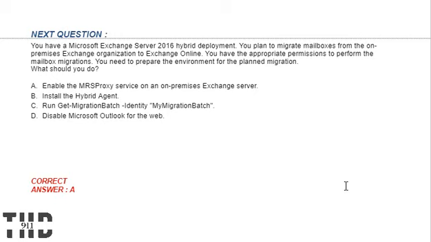What should you do? Option A, enable the MRS proxy service on an on-premises Exchange server. Option B, install the hybrid agent. Option C, run Get-MigrationBatch -Identity MyMigrationBatch. Option D, disable Microsoft Outlook on the web. The correct answer is option A.